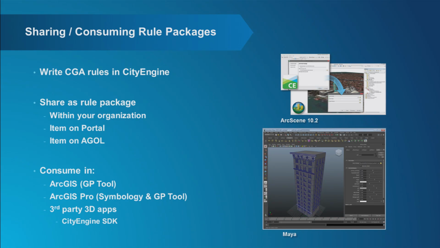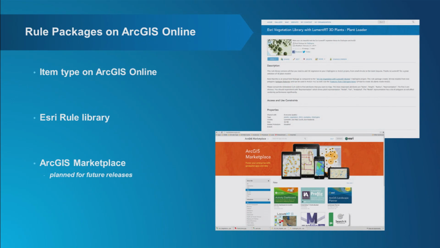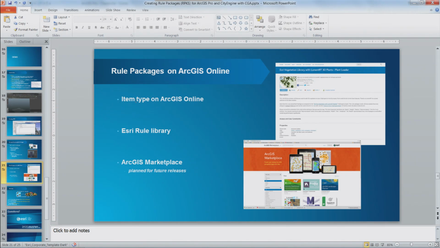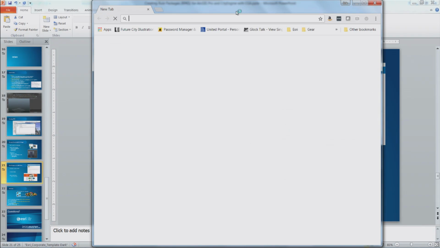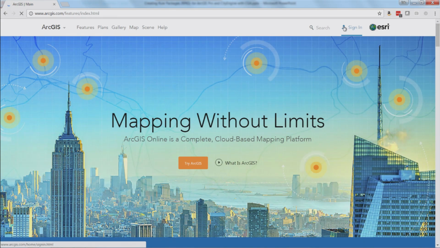So just as a summary: you write CGA rules in CityEngine, you share as a rule package within your organization to Portal or ArcGIS Online. You can consume it in ArcGIS through GP tools, in Pro through symbology and GP tools, and of course in third-party packages using the SDK. So let's just jump out to ArcGIS and do a quick search for RPK.